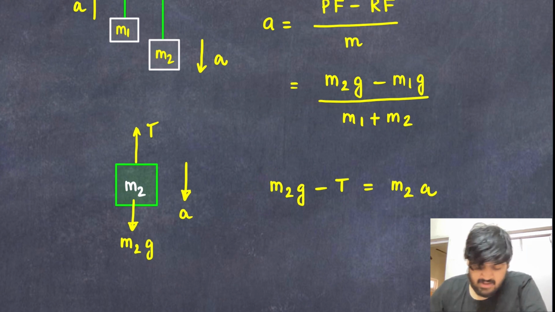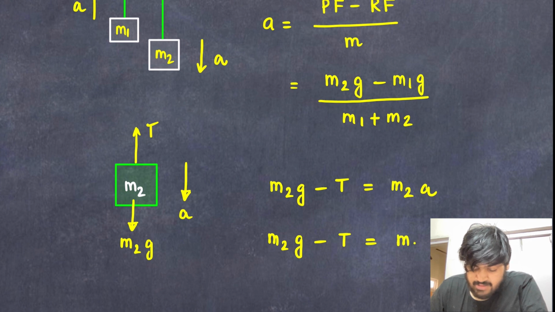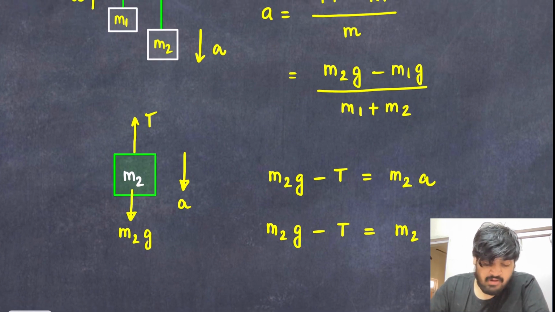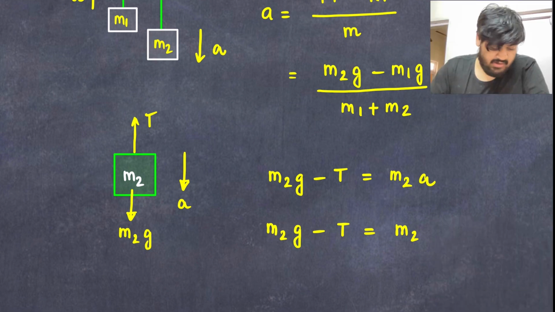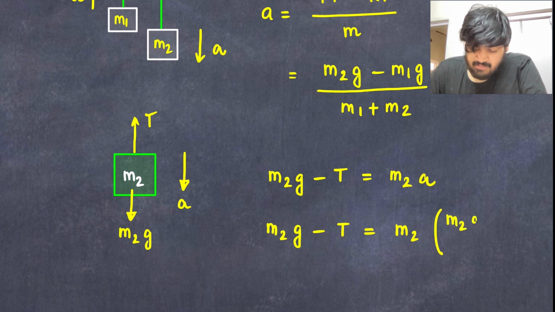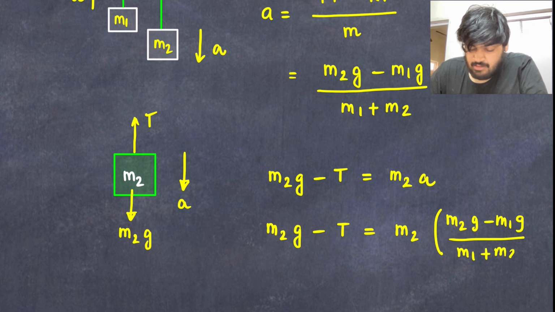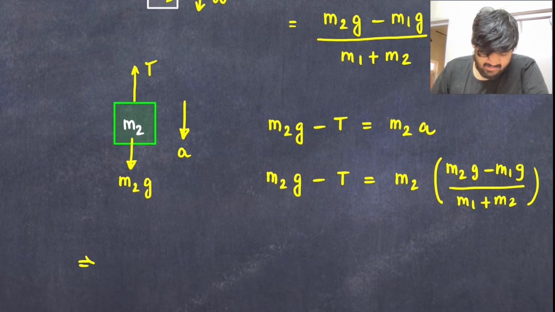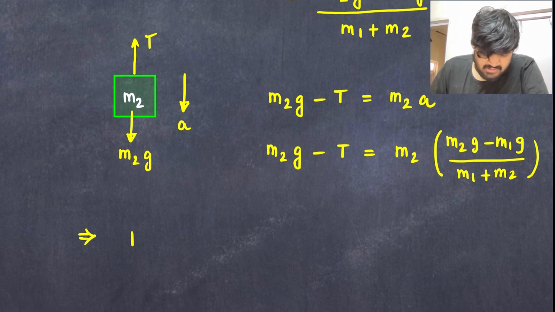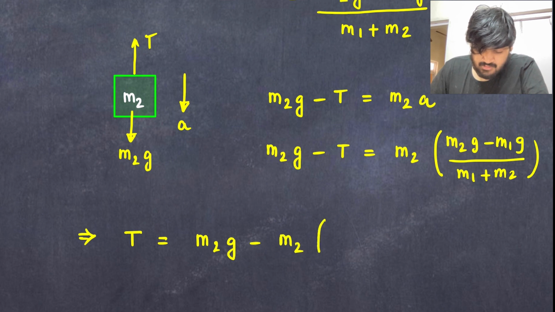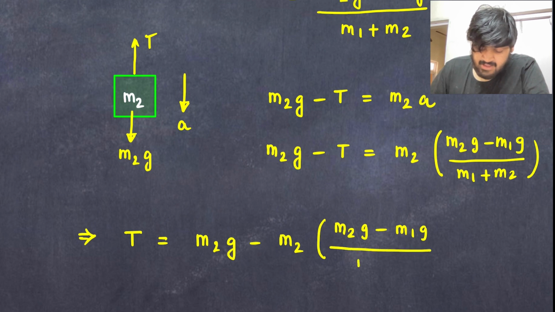Okay, so from here I can write that m2g minus T will be equal to m2 times a. Now what is a? We have found the value of acceleration to be this, right? So that means this will be equal to m2 times (m2g minus m1g) divided by m1 plus m2. Okay, so from here I can say that tension will be equal to how much? m2g minus m2 times (m2g minus m1g) divided by m1 plus m2.